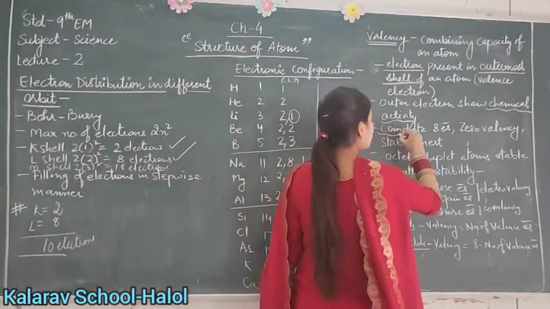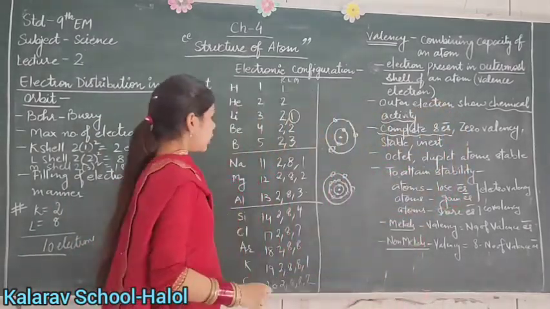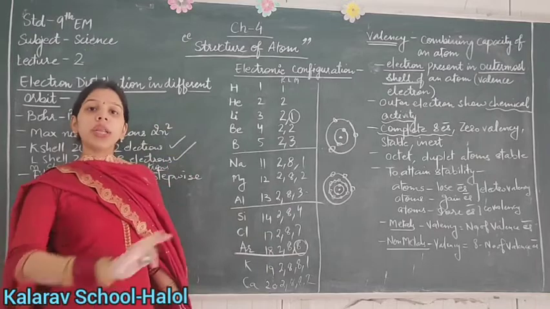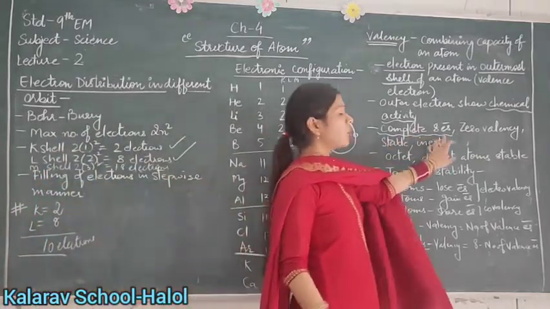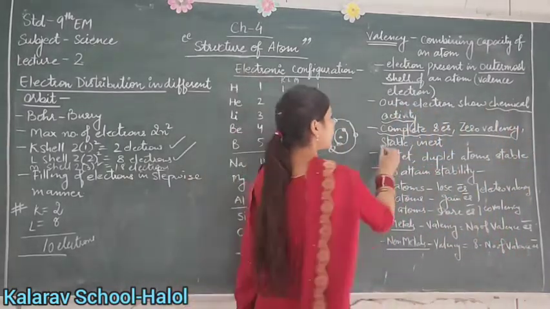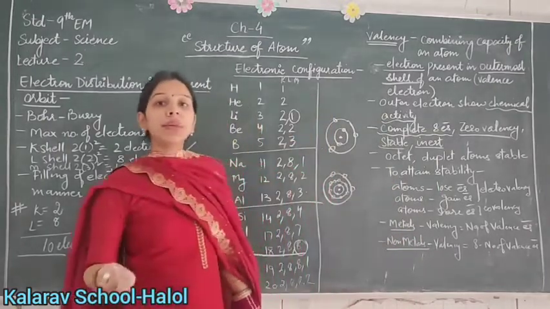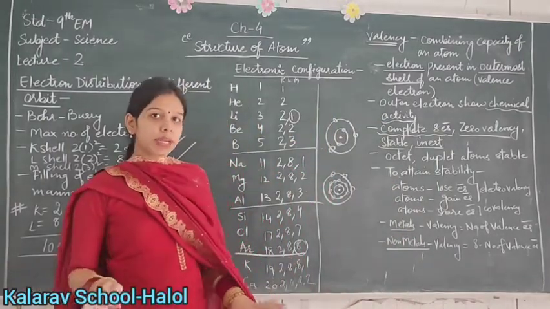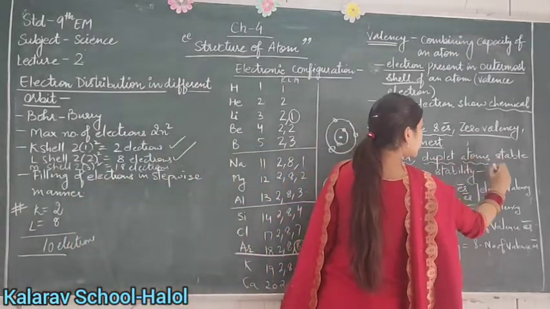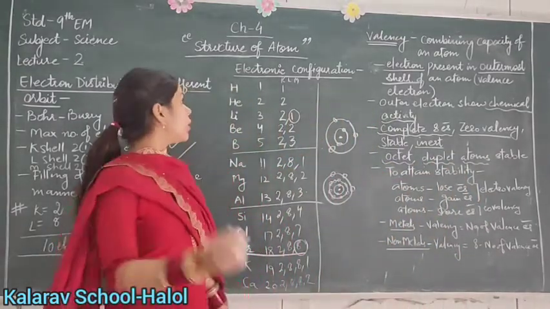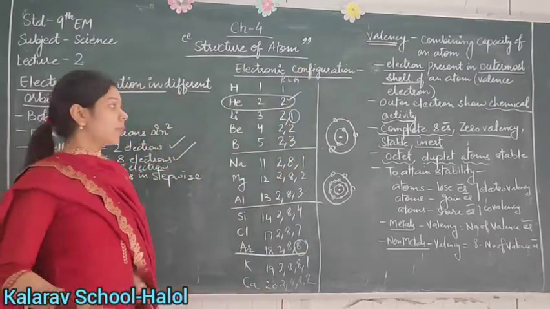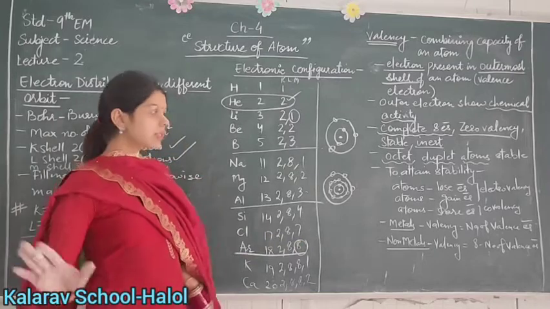If the element has a complete 8 electrons, for example, you can see here in argon, it has a complete 8 electrons in the outer shell, which means zero valency, no valency at all. It is stable or inert. What does inert mean? Not reactive. It doesn't take part in chemical reactions. For octet and duplet atoms, we can say that they are stable. For example, helium has a duplet, so it is stable. Argon has an octet. It is stable.